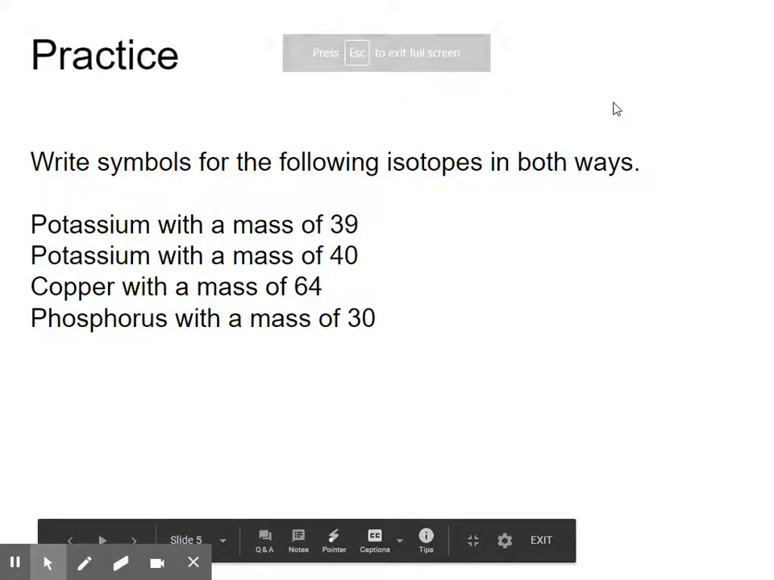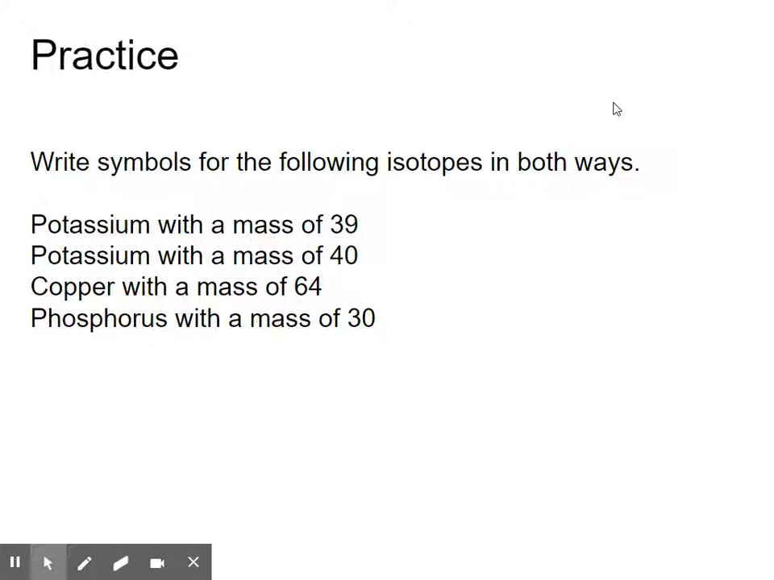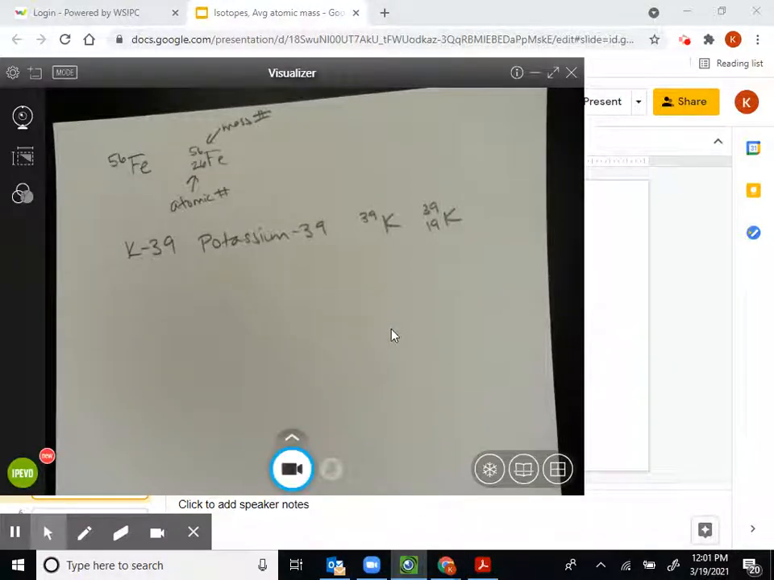Go ahead and try writing these elements using the isotope notation. All right. I have started doing those practice problems myself.